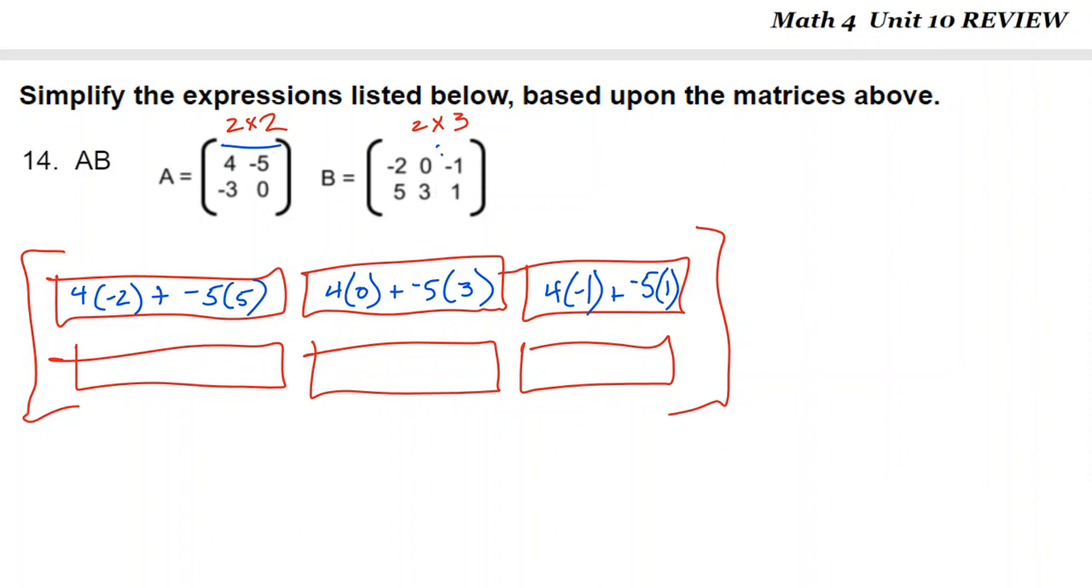And then we're going to switch over to the bottom row, first column, negative 3 times negative 2, and then 0 times 5. And we'll get the middle column, negative 3 times 0, and 0 times 3. And then we'll get negative 3 times negative 1, and 0 times 1.